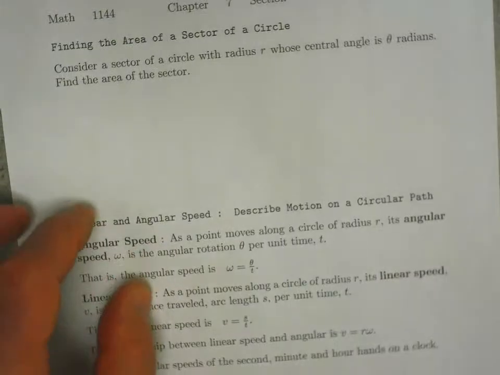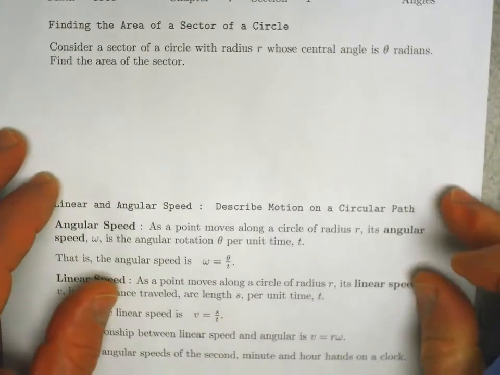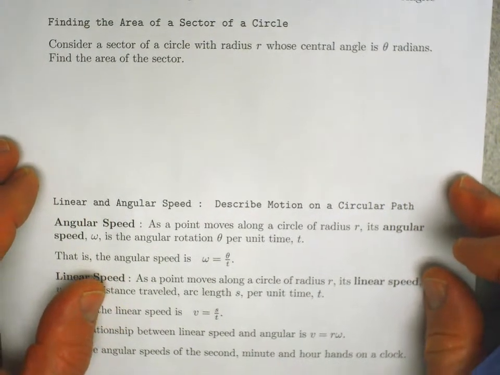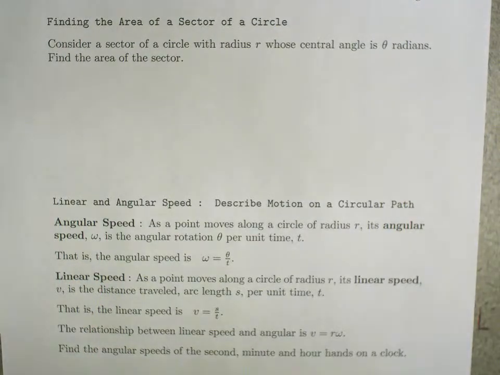Okay, next page. So now we're going to discuss how to find the area of a sector of a circle. So consider a sector of a circle with radius r, whose central angle is theta radians. Find the area of the sector?